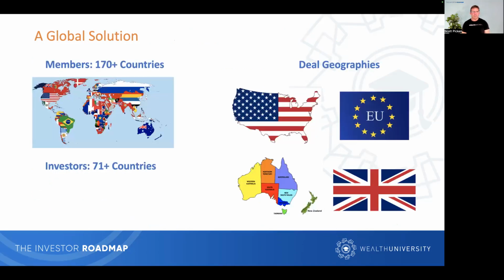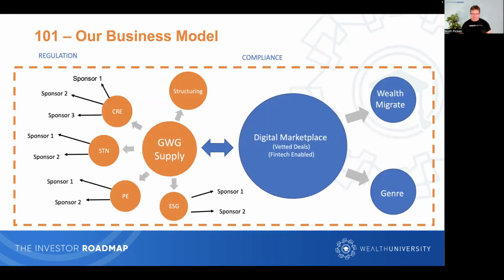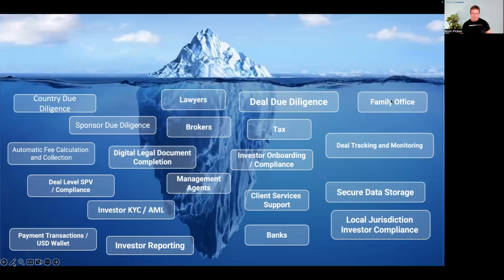So what's our solution? Well, we've actually got members in 178 countries. We've got investors in 71 countries, and we help people invest in America, in Europe, in Australia, and in England. If you want to get complicated about how it all works, in simple terms, we go out and find the best suppliers around the world, bring them onto the platform, and allow you and I to invest on the platform.